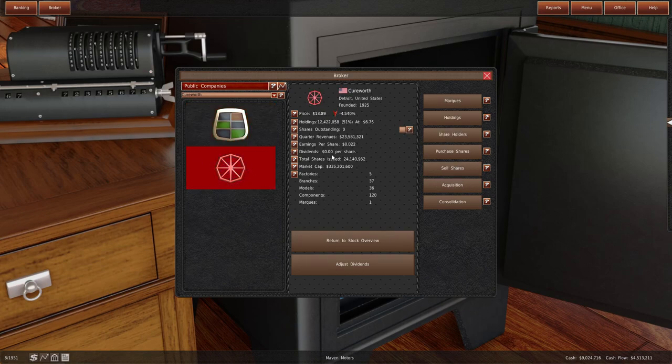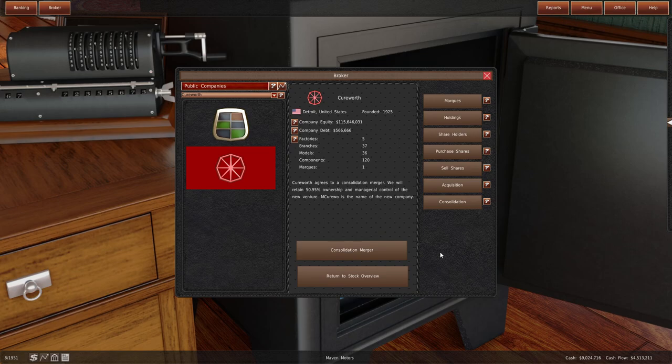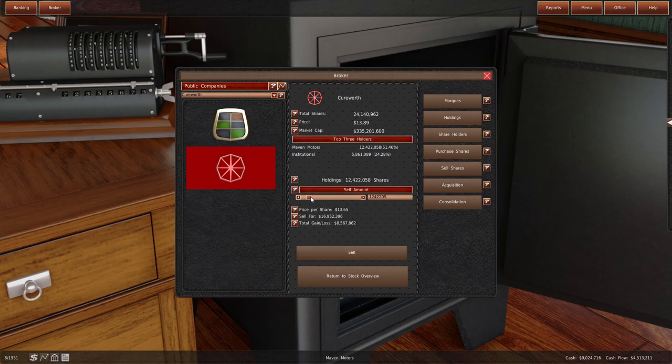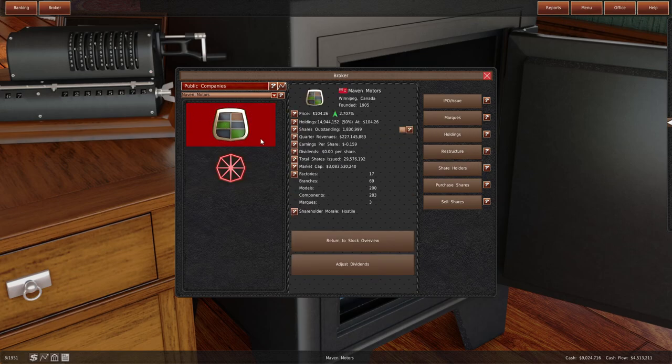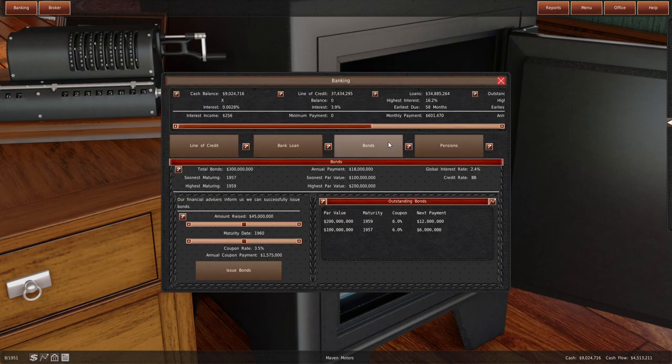I kind of want to sell them. Do they have any debt? Because if they have debt, they have a bit of debt. I kind of want to sell them because we can make a quick 150 million. We do have long-term debt bonds we got to pay off. 1957, we got 100 million to pay off. We got 6 years to make 100 million.